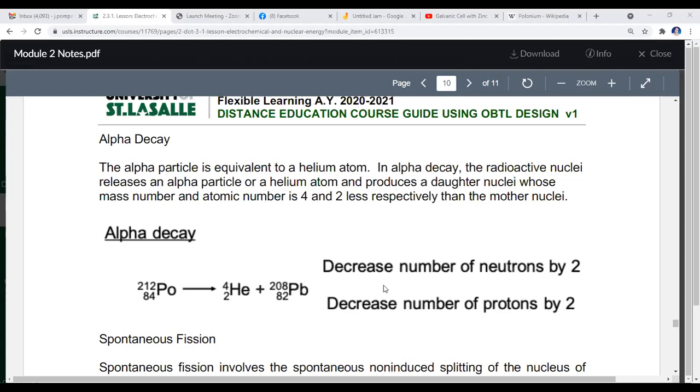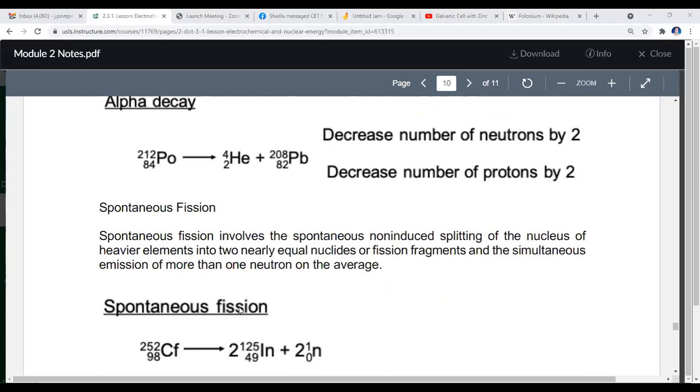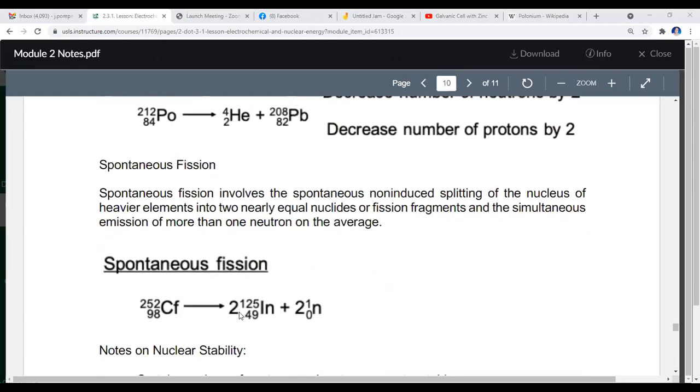In here, you have a decrease of neutrons by 2. You have a decrease of the number of protons by 2 in this one particular reaction. That's for alpha decay. The last type of decay is spontaneous fission. There are 5 types of radioactive decay, as mentioned a while ago, so this is the last.